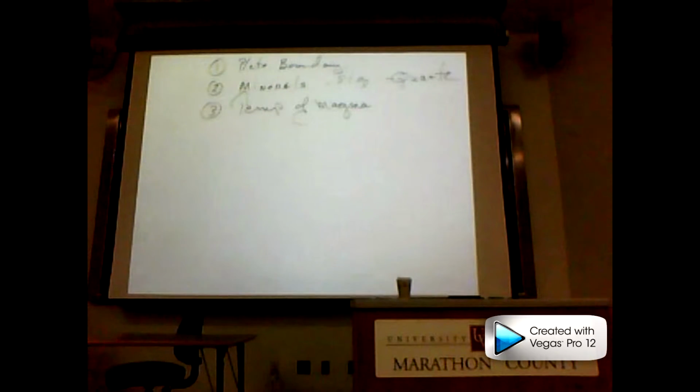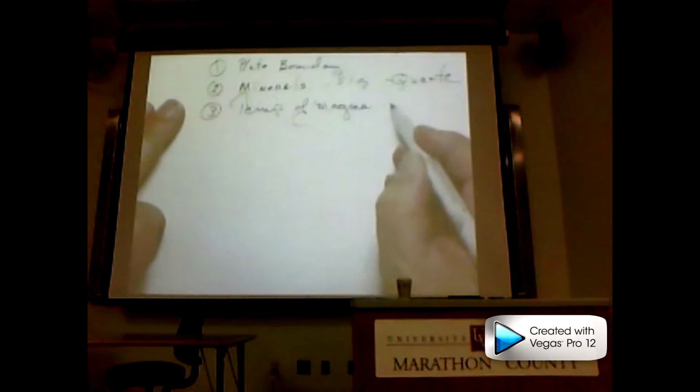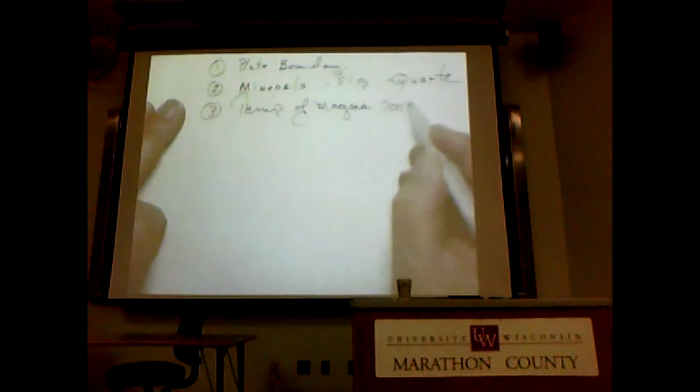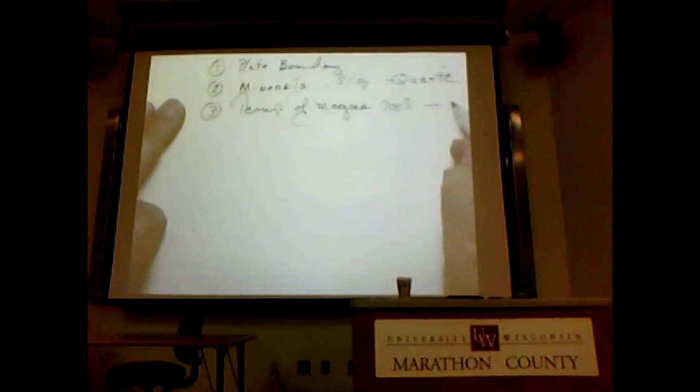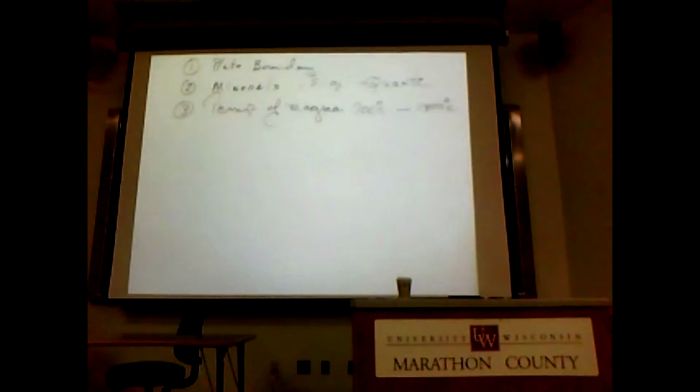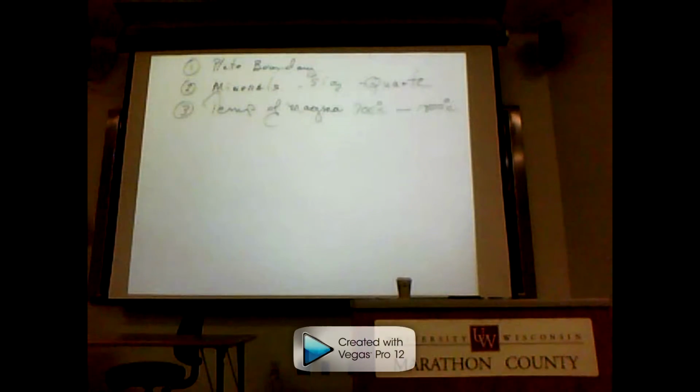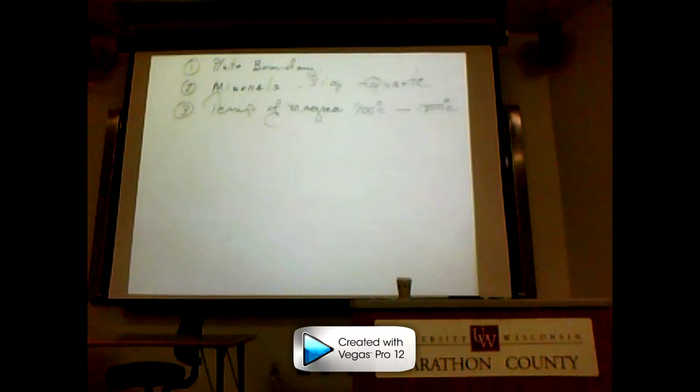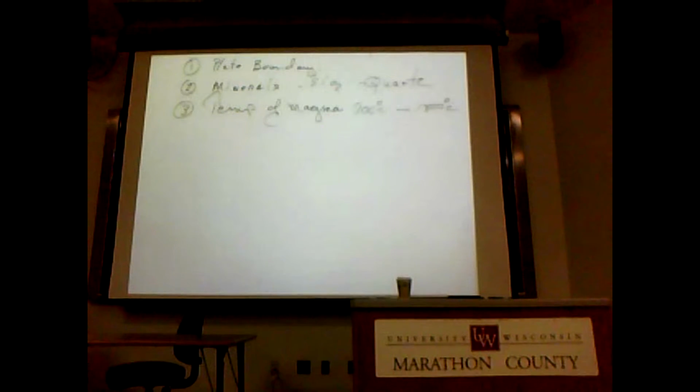Temperature of magma. Temperature of magma will range from about 700 degrees Celsius to 1800 degrees Celsius or thereabouts. The higher the temperature, the quieter the eruption. So low temperatures mean explosive eruptions. High temperatures, relatively mild eruptions. High temperatures are associated with mafic eruptions. Low temperatures, felsic.